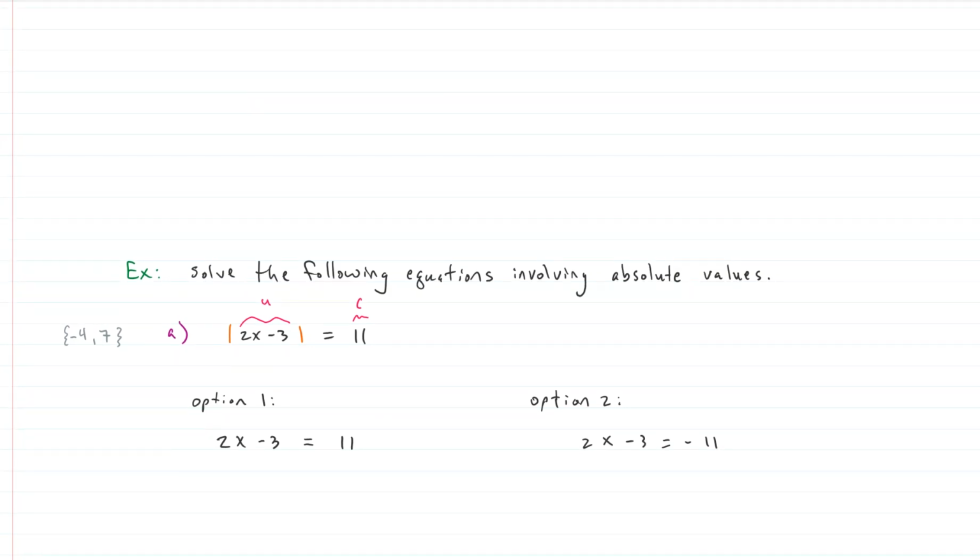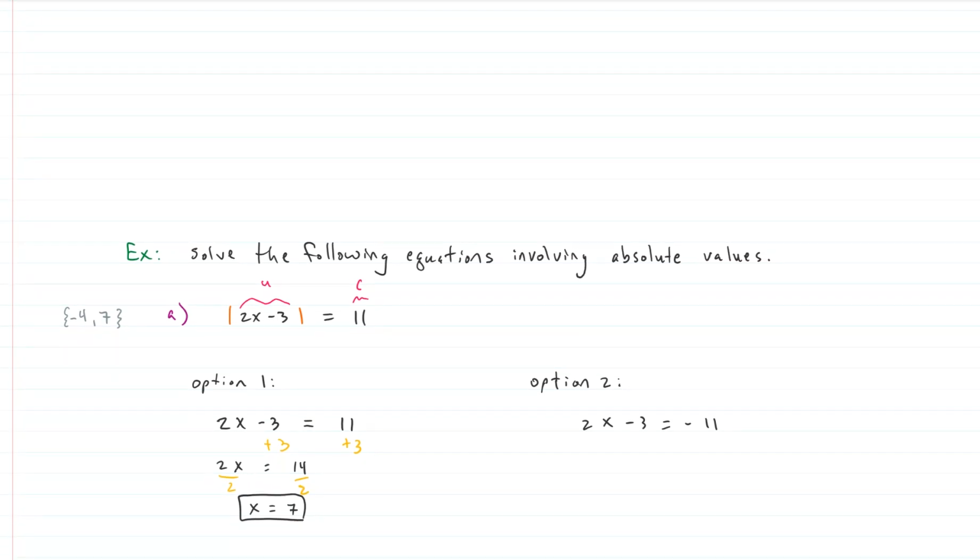Let's go back to the first one. 2x minus 3 equals 11. We add 3 to both sides. That gives us 2x equals 14. We can divide by 2 on both sides, and we get x equals 7. We can plug that back into the original equation and see that we get a true statement, so that is a valid answer.